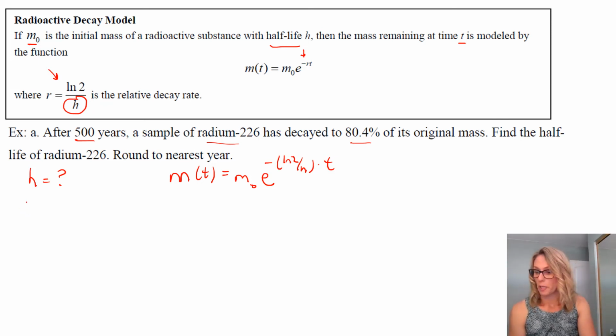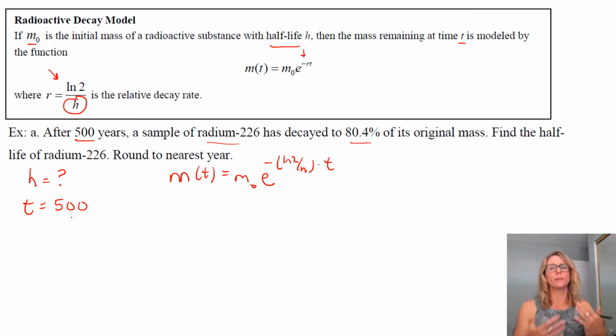So after 500 years, that's a very long time, we've got 500 for t. And then this is similar to the last one. Instead of saying something has doubled, what we know is that it's decayed to 80.4% of its original mass.